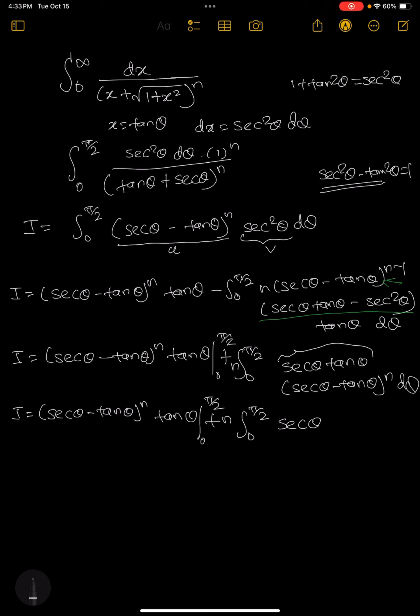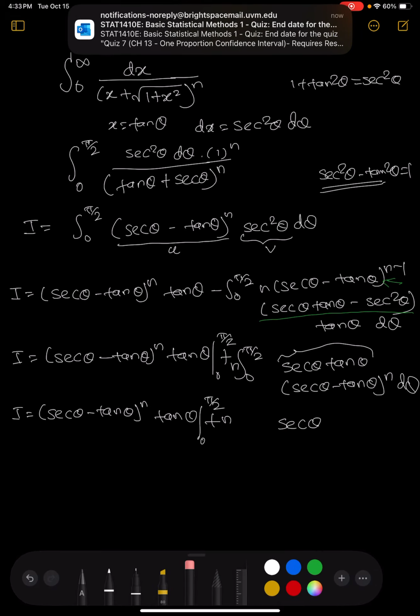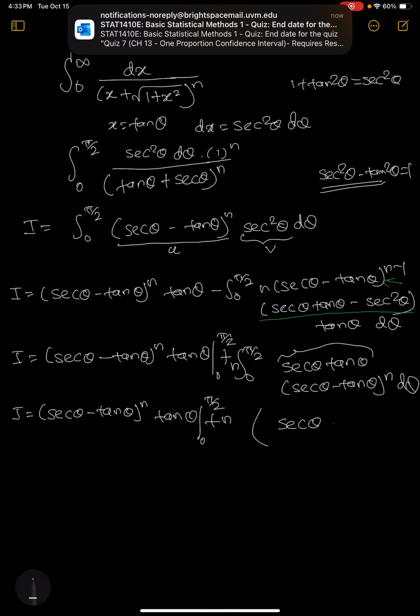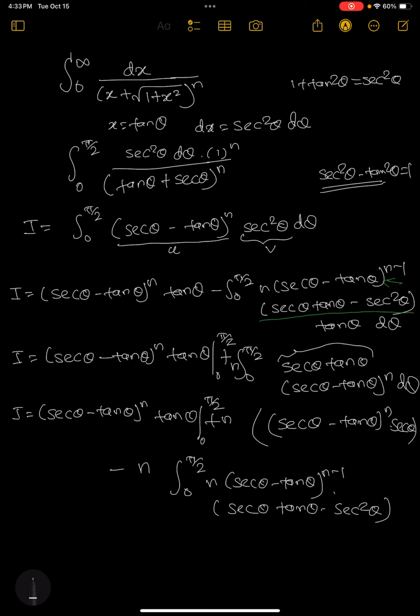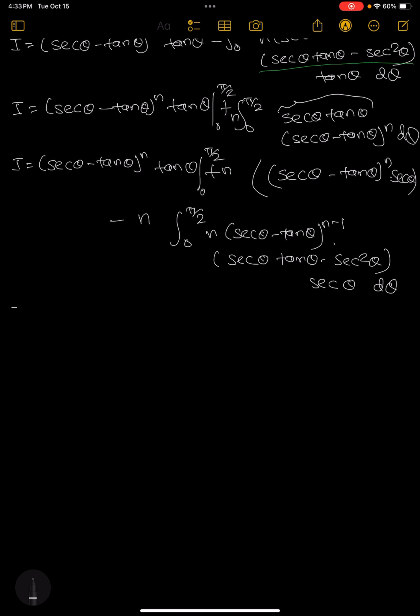Over here also, if I use integration by parts, I think this will basically be removed, right? And so we will have (sec theta minus tan theta) to the power n times sec theta, and then minus again n times, this will be n (sec theta minus tan theta) to the power n minus 1. The derivative will be sec theta tan theta minus sec square theta, and the integral of sec tan will be sec theta d theta. I hope this is making sense. Please don't get lost in the middle.